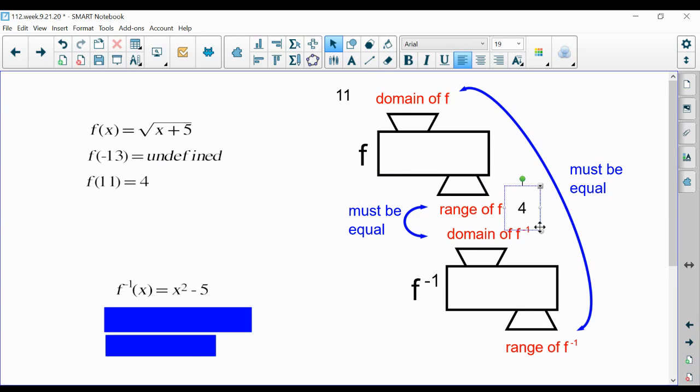Now, 4 is acting as like the range of f, but it's also simultaneously the domain of f inverse. So 4 goes into f inverse, and f inverse takes the input squared minus 5. So 4 squared minus 5, and I get 11. I get back 11. I get back exactly what I started with.